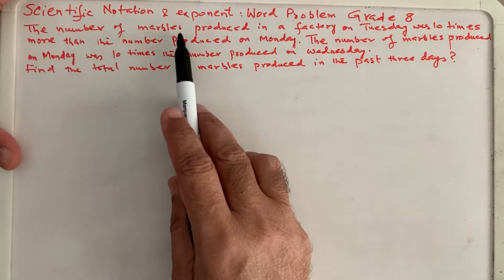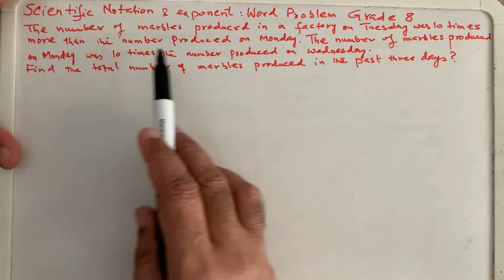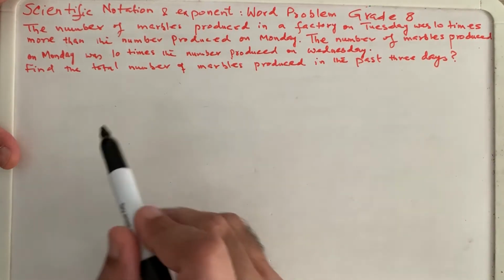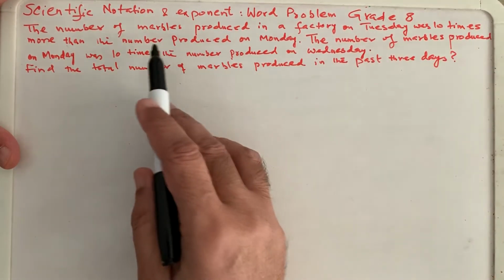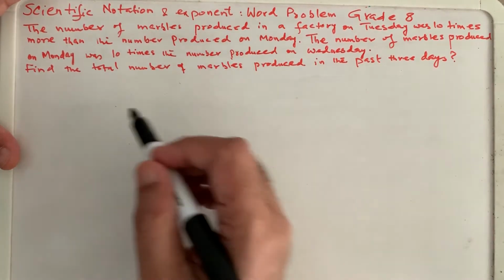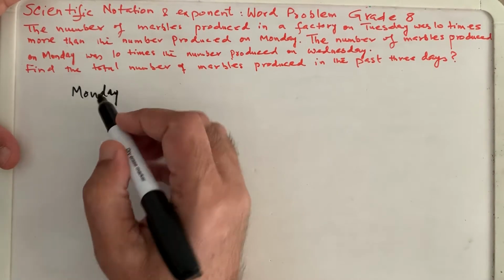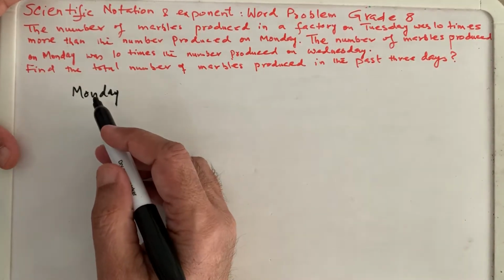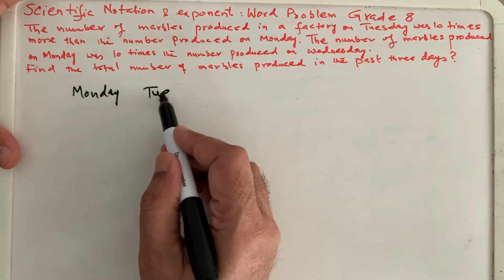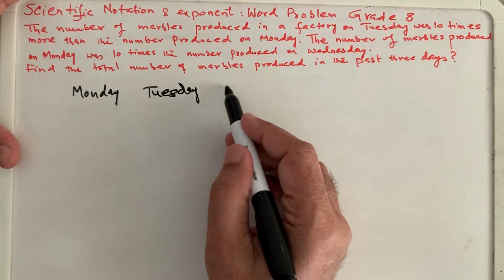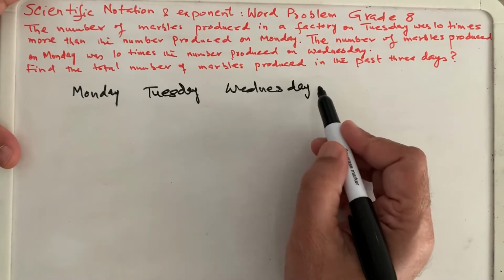The number of the marbles produced in a factory on Tuesday was 10 times more than the number produced on Monday. So that means Tuesday's number was 10 times the number produced on Monday, right? I can make a quick table here because what I'm reading I have to respond to. So Monday, Tuesday, and Wednesday. 3 days are here talking about the production of marbles in a factory.